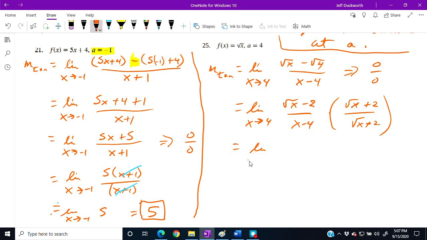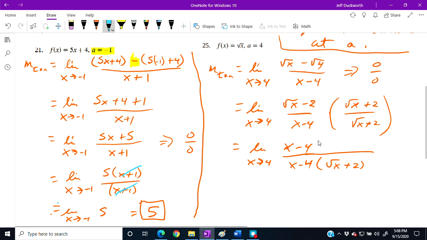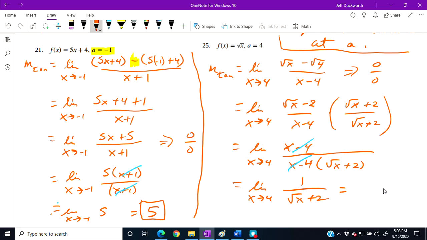So this equals the limit as x approaches 4 of x minus 4 over x minus 4, and then this root x plus 2 stays there. So now, as we did in the previous question, we get to cancel that. We're left with a 1 in the numerator, not a 0. Be careful. 1 over root x plus 2. And when we plug in the 4, that's 1 over 4. So that's going to be the slope of our tangent line at the point a equals 4 for the square root of x.